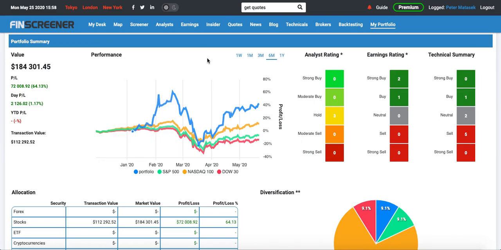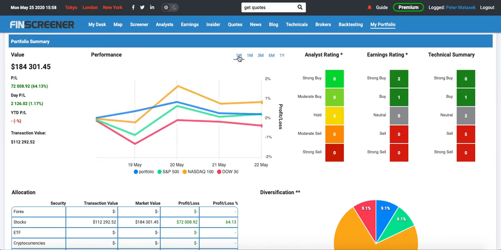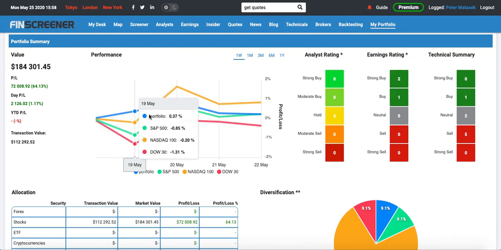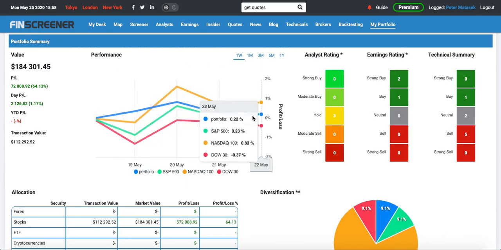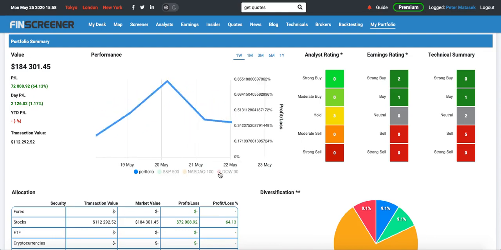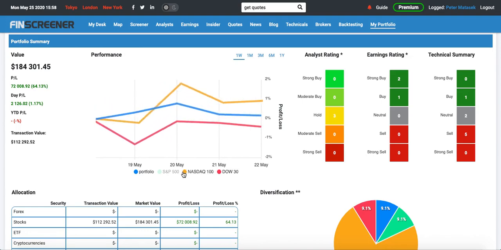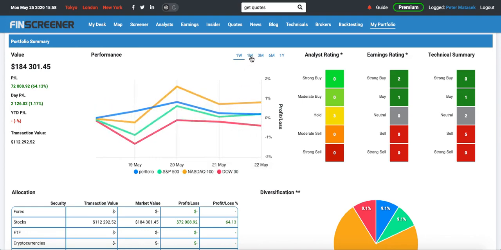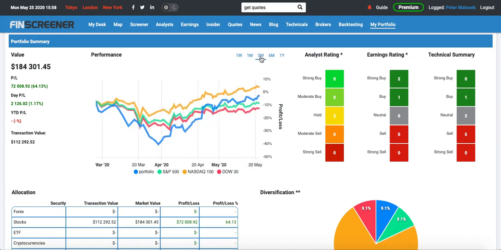Next, the user can see the performance of the portfolio relative to various indices such as S&P 500, Nasdaq 100, Dow 30 on a graph displayed in percentages. There are different time periods to be chosen from.